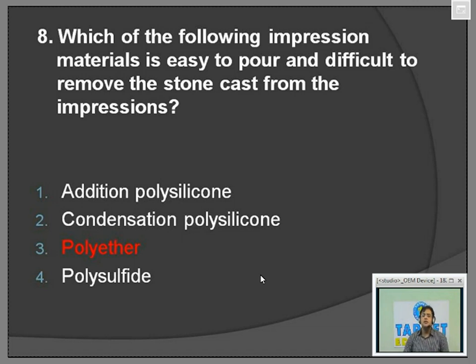The reason being, polyether is a very stiff impression material. Out of all the rubber based impression materials, polyether is the most stiff. So when we try to retrieve a cast from the impression, there are chances of breakage of the cast because of the rigidity of the polyether impression material.